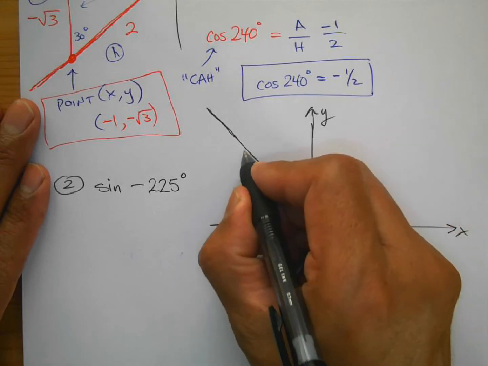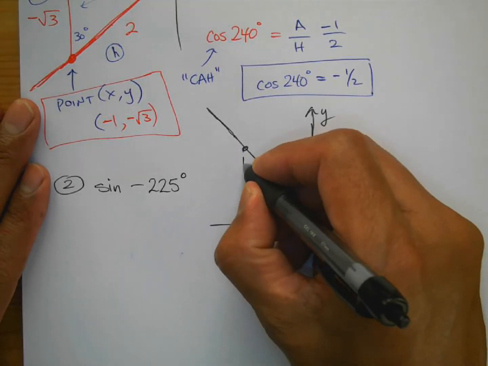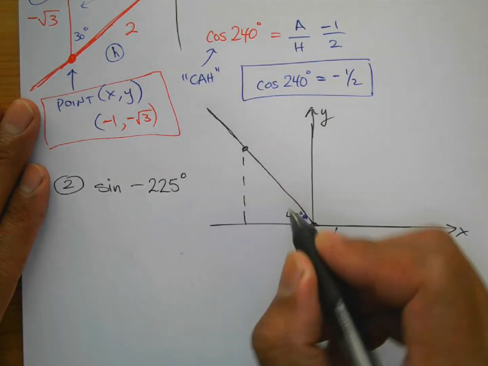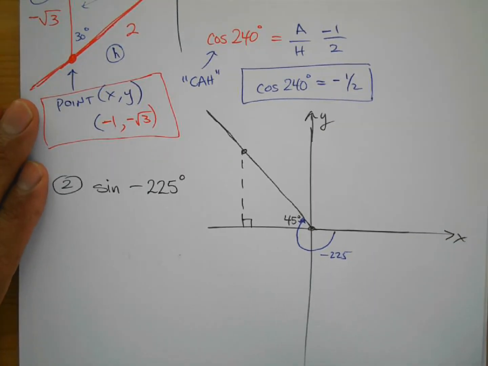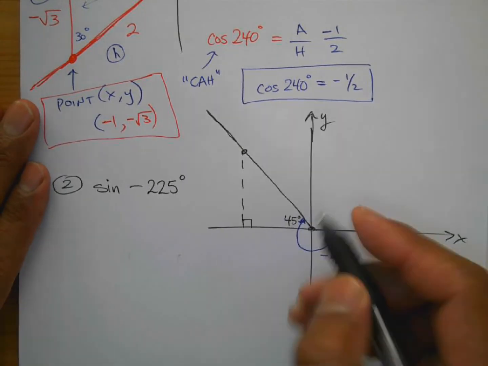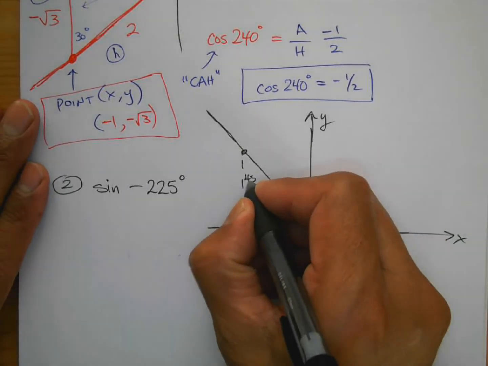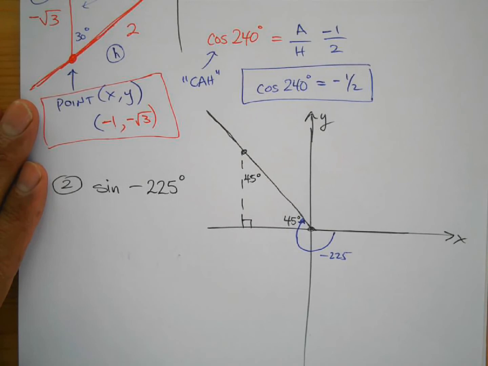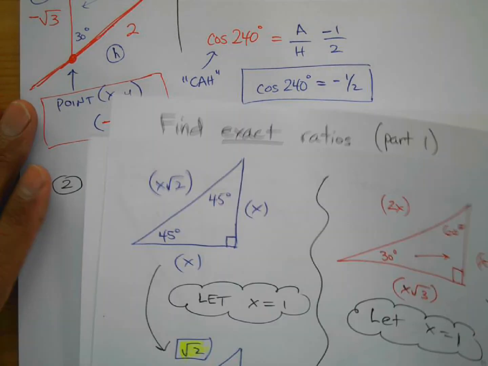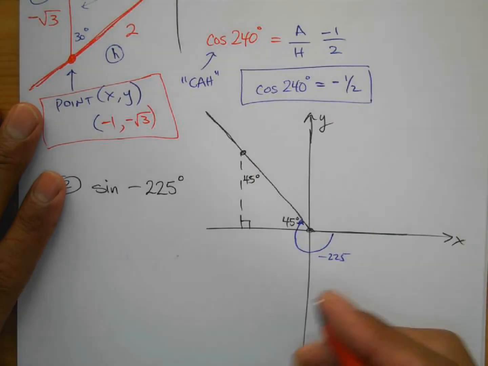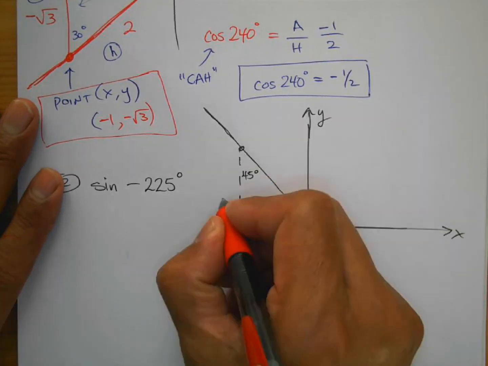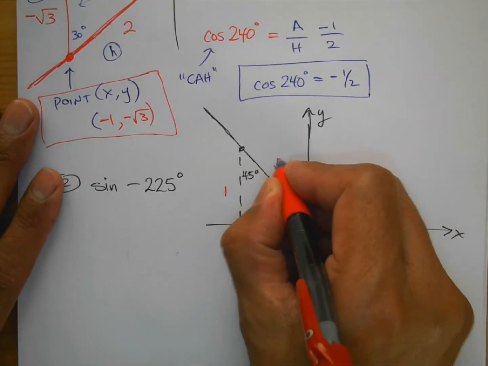I'm just going to pick a point here and construct an imaginary triangle. That's what you're doing, right? Because we're using these triangles that we're familiar with. And if this is 45, well, guess what? This is a 45, 45, 90 triangle. Then you label the three sides. How do the sides go for a 45, 45, 90? X, X, X root 2. So this is going to be 1, this is going to be 1, and this is going to be root 2.